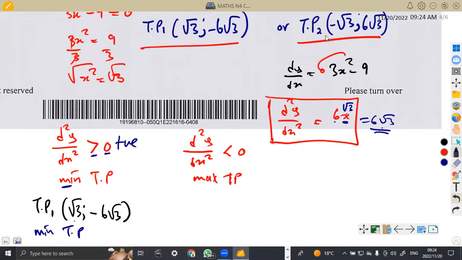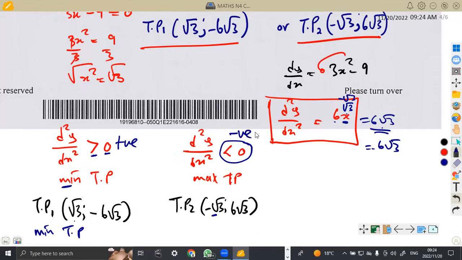We move on to the second turning point. Our second turning point in this case was minus square root of 3, 6 square root of 3. So if you substitute the value of x, which is minus square root of 3, it is going to give you minus 6 square root of 3, which is a negative. Less than 0 here means we are dealing with a negative. So since it is a negative, therefore it's a maximum turning point. So this one was a maximum turning point.